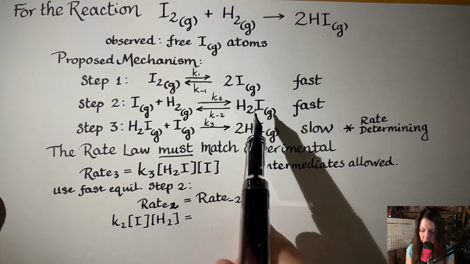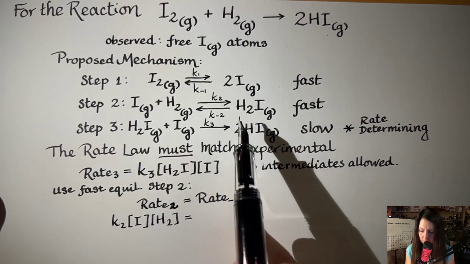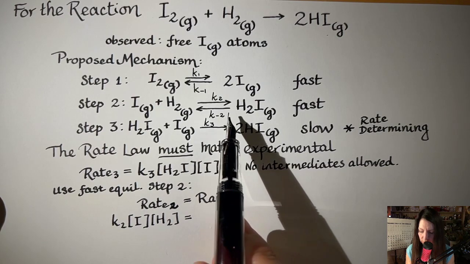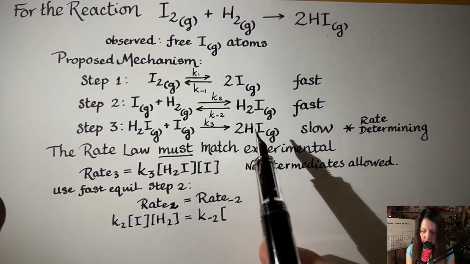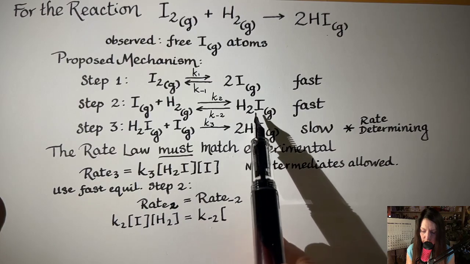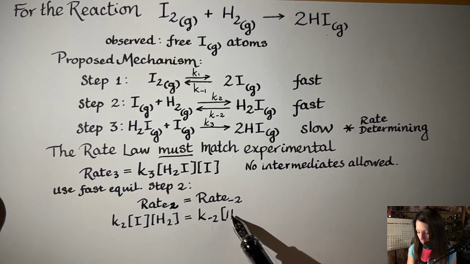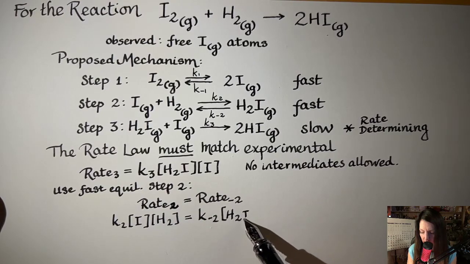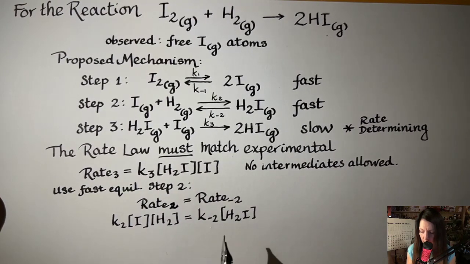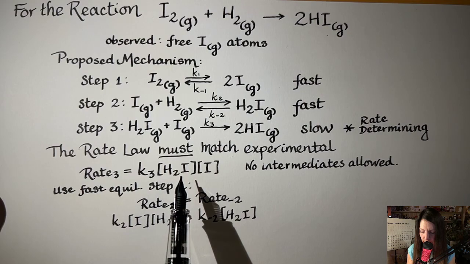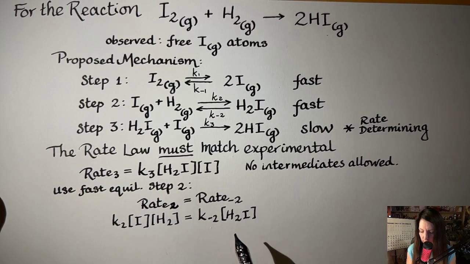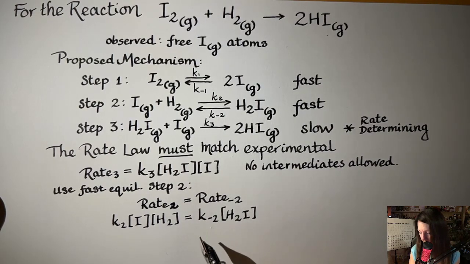Similarly, for the reverse, we would now use K minus 2, the rate constant, and this would be multiplied by what is over on the side, H2I. And now we consider, how could we rearrange and use this equation to substitute into H2I? All right, so let's solve for H2I essentially.